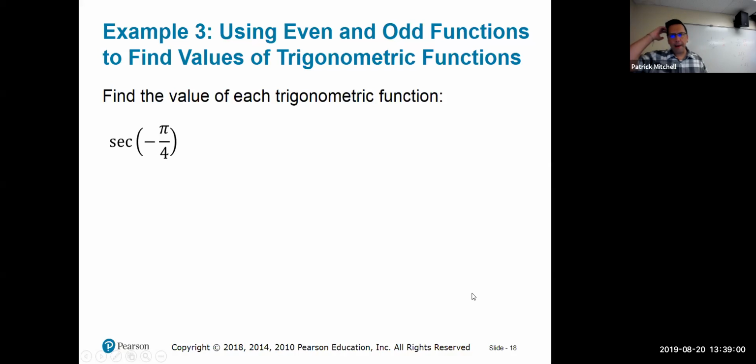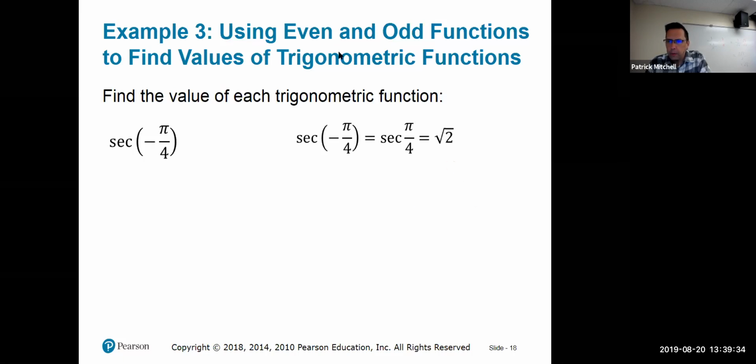Okay, so here's an example where we're going to use some even and odd properties. They want me to find the value of the secant of negative pi over 4. We just saw that the secant is an even function, which means the secant of negative pi over 4 is exactly the same as the secant of pi over 4. And we already figured out that the secant of pi over 4 is square root of 2. We already did that.